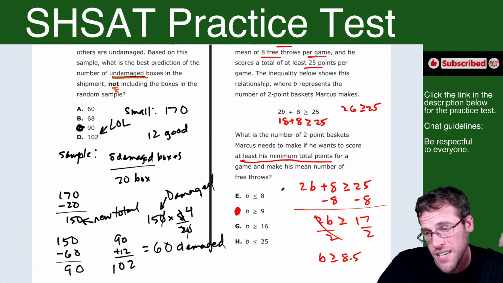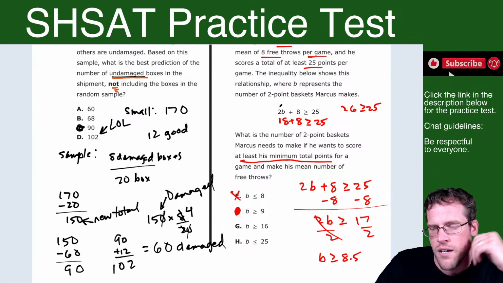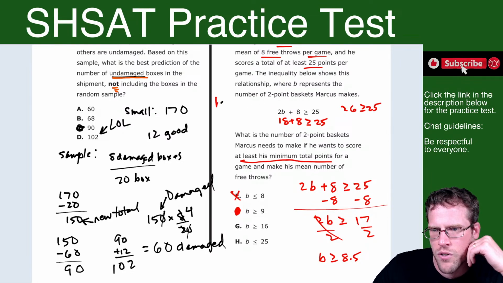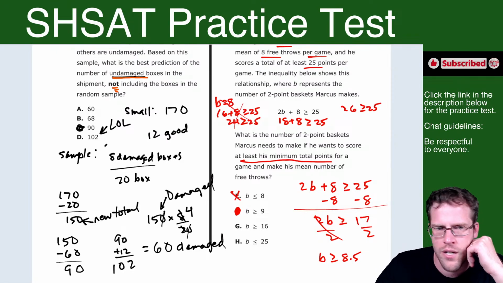If he makes less than or equal to 8, that's no good. Because if he only makes 8, oh wait a minute. Yeah, if B were equal to 8 or anything less, then you're going to have 16 plus 8 is greater than or equal to 25, which is not true. 24 greater than or equal to 25 is not true. All right.